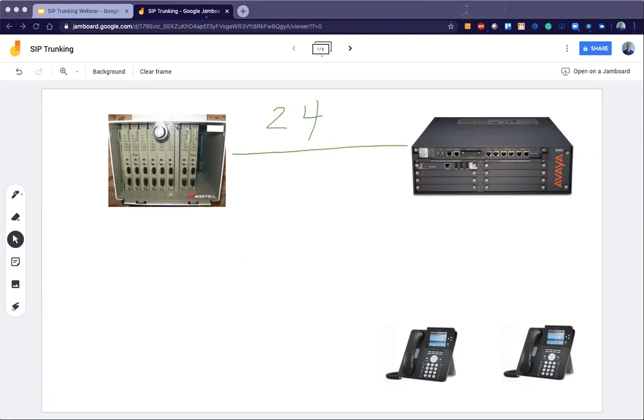Now with this circuit here, these calls can be made. We can get an inbound call from the outside into somebody at our phone system, or we can make an outbound call using one of these channels.